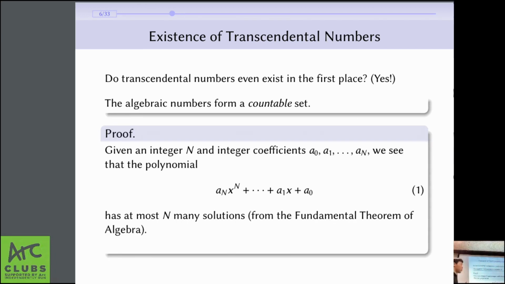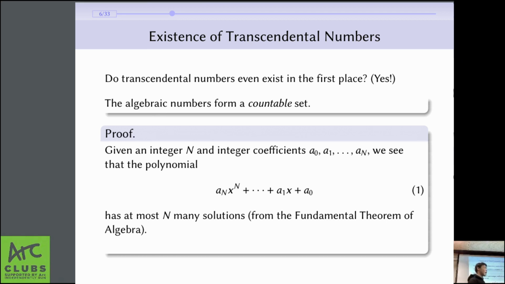And here's a short proof of it. The first part of the proof is, let's fix some integer n, and we consider the integer coefficients a0, a1, up to an. We know that this polynomial actually has at most n many solutions, because this comes from the fundamental theorem of algebra, right? If you have a degree n polynomial, then you have exactly n complex roots.